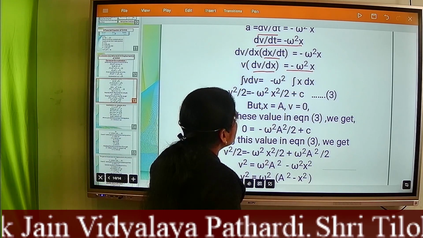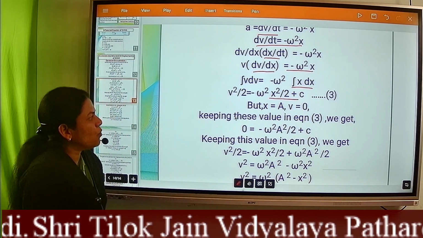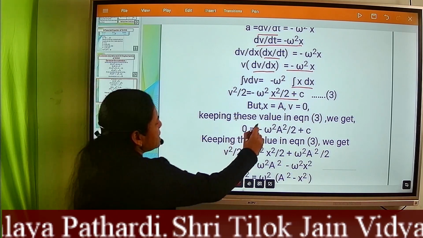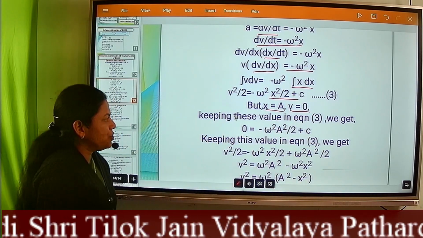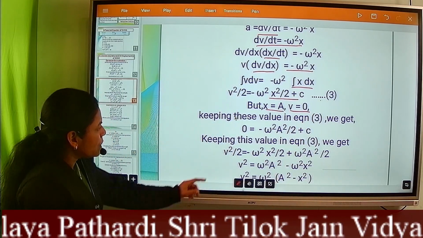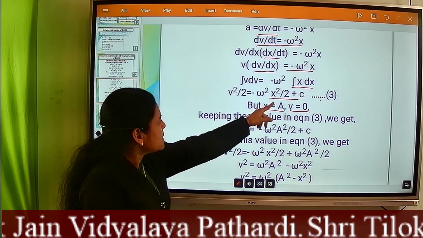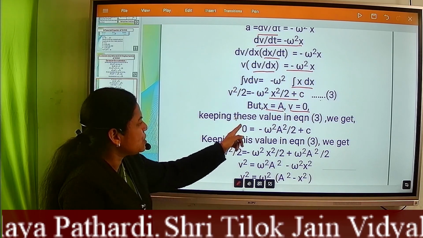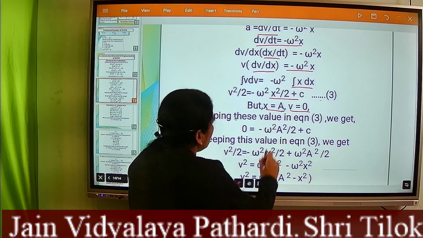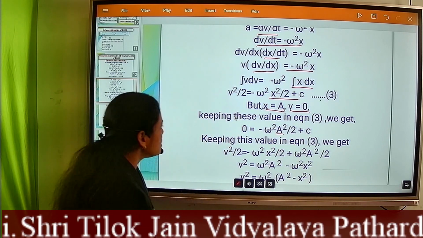Then the integral of x dx is given by x square by 2 plus constant c. But at x is equal to a, v is equal to 0. Keeping this value in equation 3, we get 0 is equal to v square by 2; v is 0, therefore 0 divided by 2 is 0, is equal to minus omega square a square divided by 2 plus c.